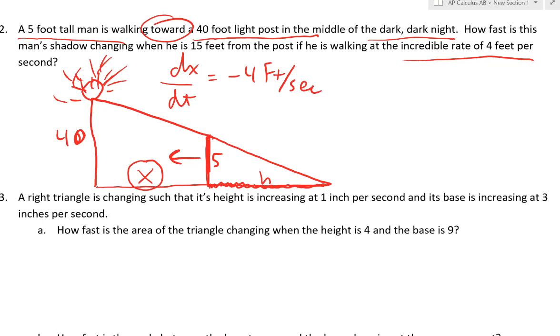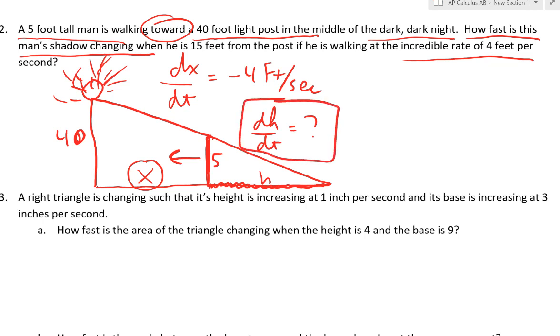Now, that's a rate of change that we know. The rate of change that we want to know is how fast is his shadow changing. Well, because I'm calling his shadow H, what this question is asking us is, what is the rate of change of H with respect to time? That's what we want. So our best bet here is to connect the rate of change we know, dx/dt, to the rate of change we want, dh/dt. So to do that, we're going to use similar triangles here. We have to find an equation.